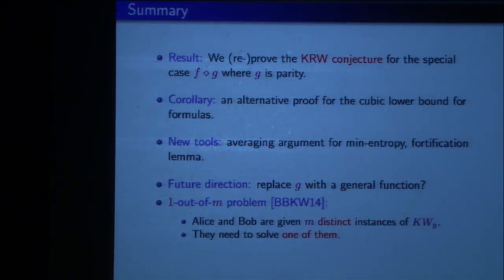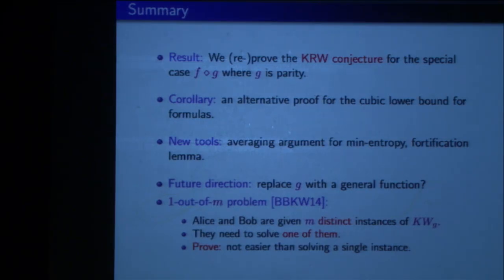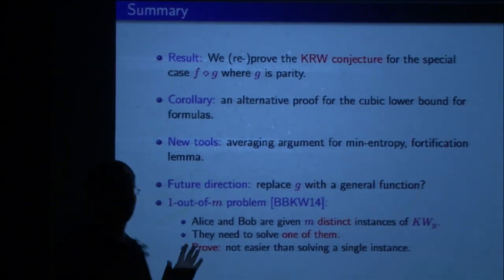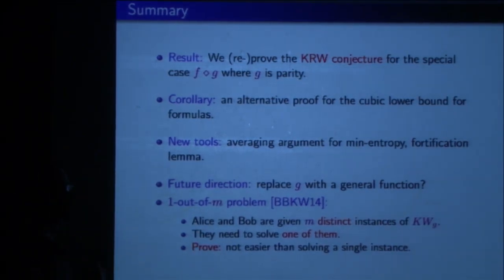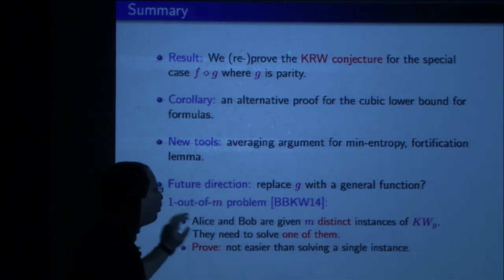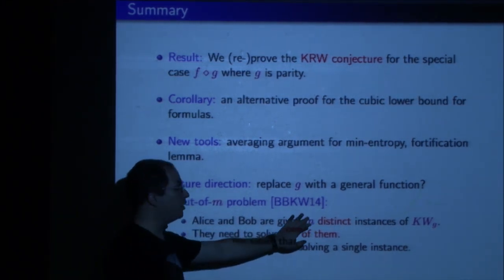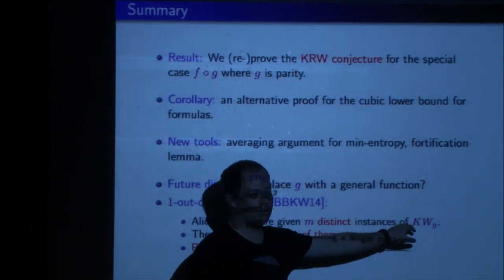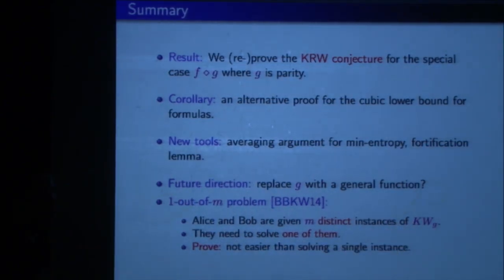Now, can we prove that this is not easier than just solving a single instance of KW_g? That is, the complexity of solving one of m distinct instances of KW_g is at least C of KW_g. It seems like it should be trivial, but so far we haven't managed to find a proof.